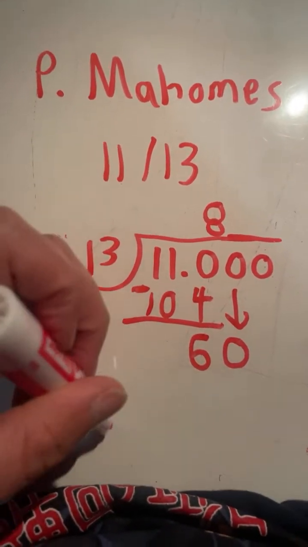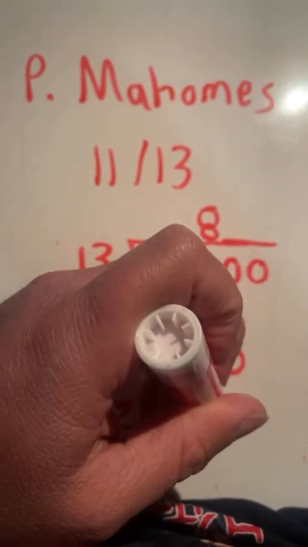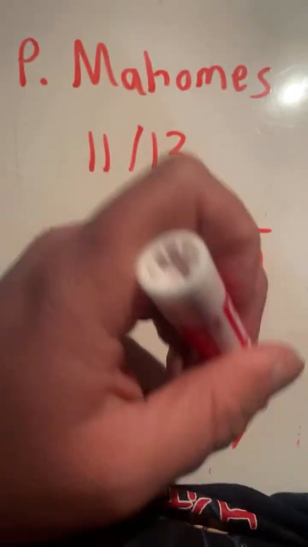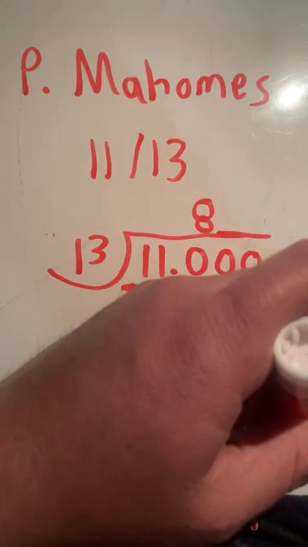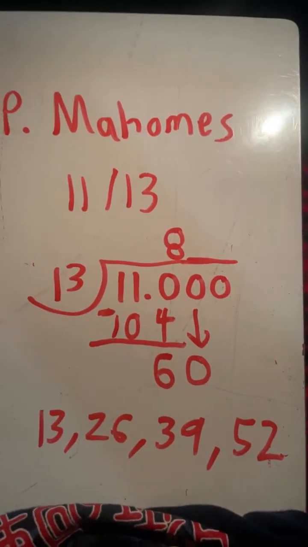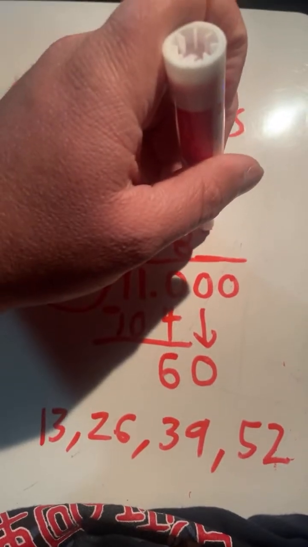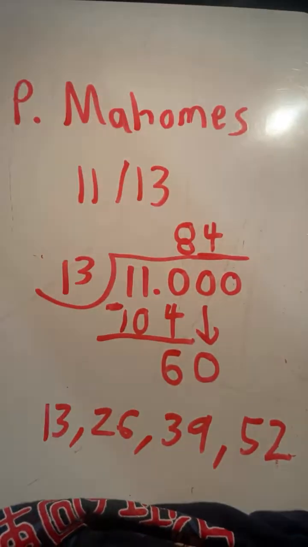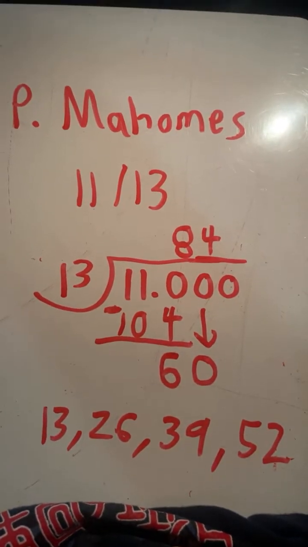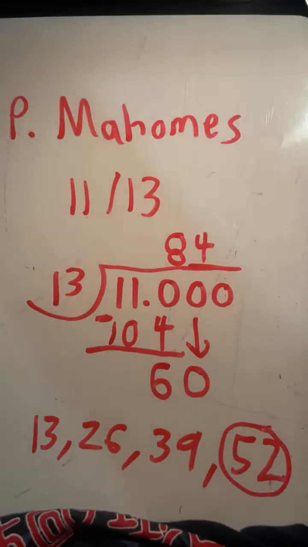13, that's one group. 26, two groups. 39, three groups. 52, four groups. Now if I count by 13 again, I'll be at 65, which is too far. But I was able to get 1, 2, 3, 4 whole groups of 13 within 60. 52 was as close as I could get to 60 without going over.